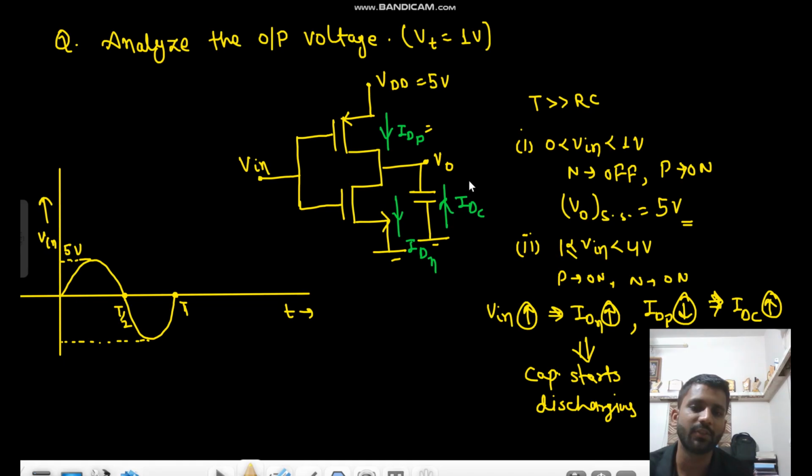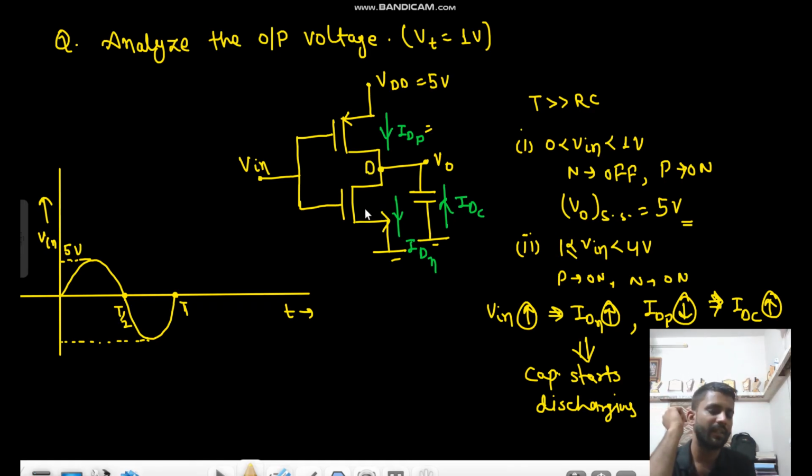So initially it was charged to 5 volt. Now till what value can it discharge? It was charged to 5 volt, right? So till what value can it discharge? 0 volt, because this is the CMOS inverter. And you can also see this is the drain terminal.